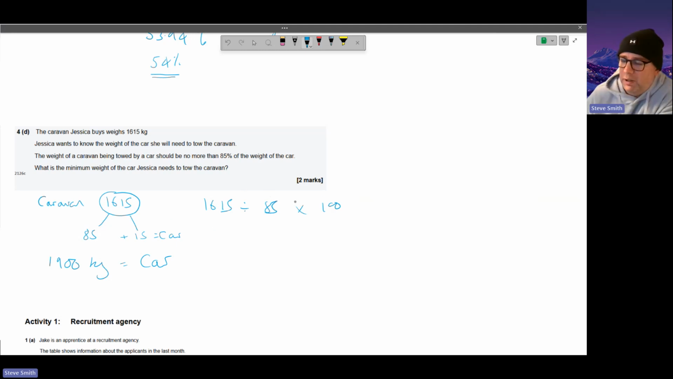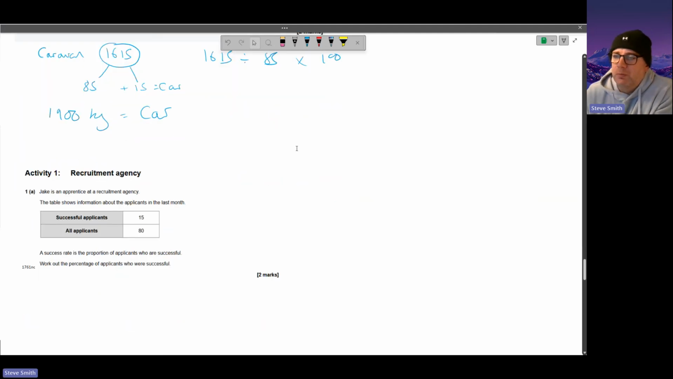The reason we times it by 100 is because 85 add 15 is 100. So we needed that extra amount to find out the weight of the car. So we've got the car of 1,900 kilograms. That's the minimum weight that she needs, because that's no more than 85%. So that's the maximum the caravan's allowed to weigh with that weight of car.